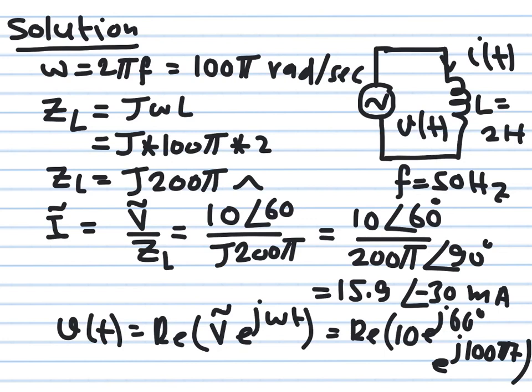So the calculations are pretty straightforward. First, you have to find omega. Omega is equal to 2πf. This is angular frequency. f is 50 Hz, so this will give us 100π radian per second.